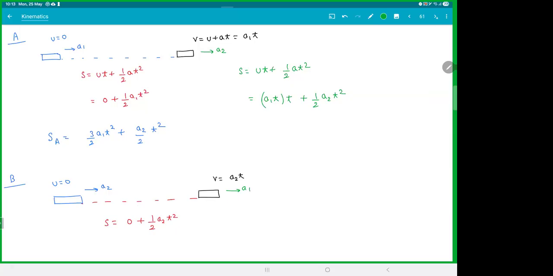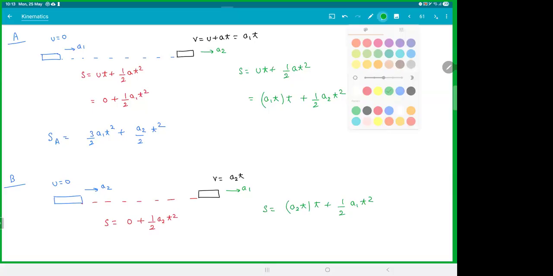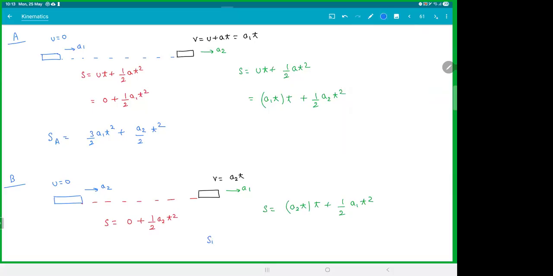Acceleration has become a1. Now you will travel again. S is ut plus half at square, but your u is a2 t into t plus half a1 t square. Now from here, when you add both of them, you'll get sp, which you can clearly see is 3 by 2 a2 t square plus a1 by 2 t square. So basically a1 and a2 will flip.